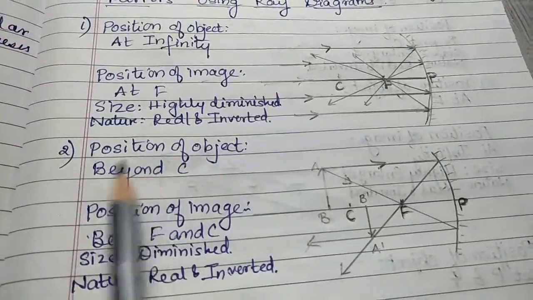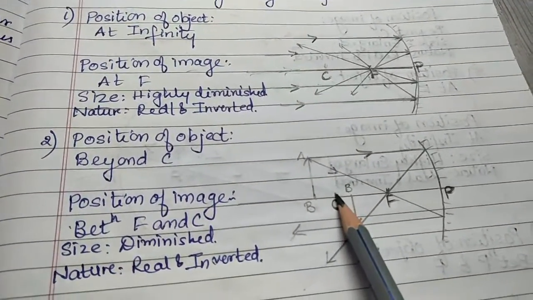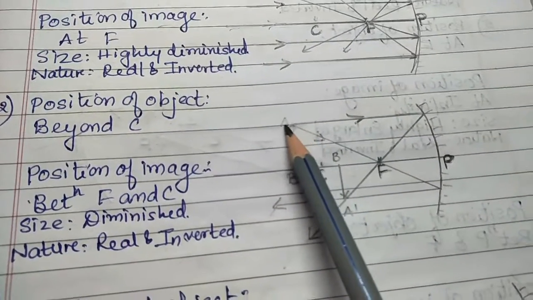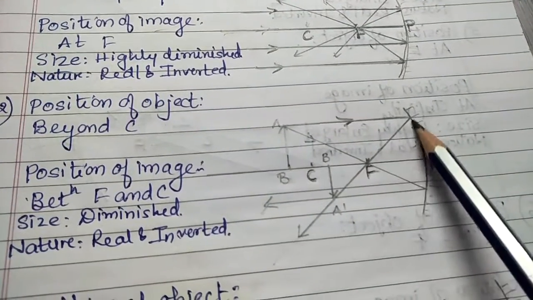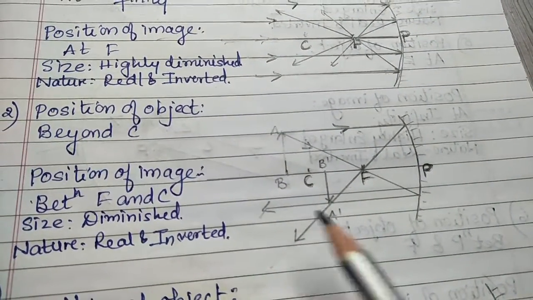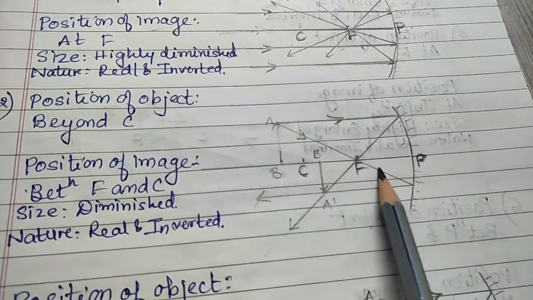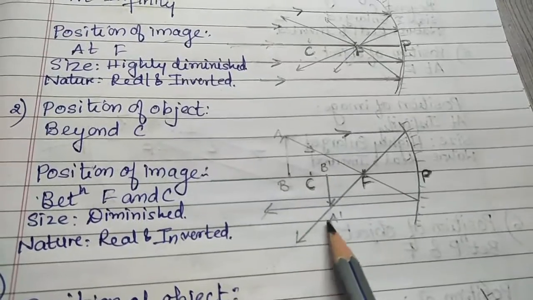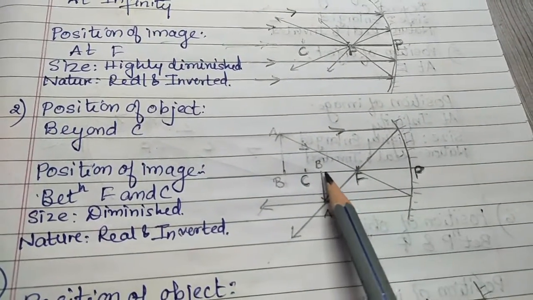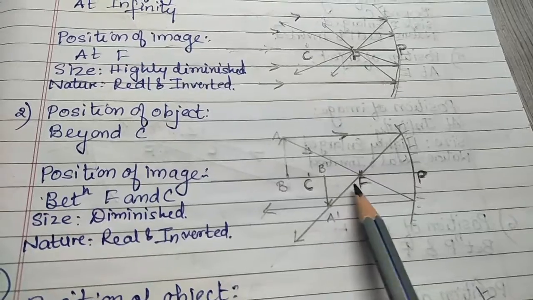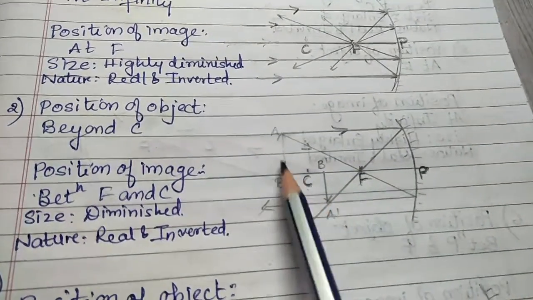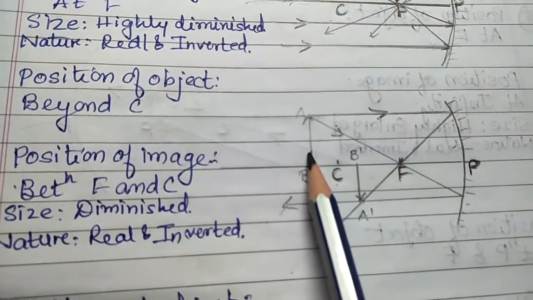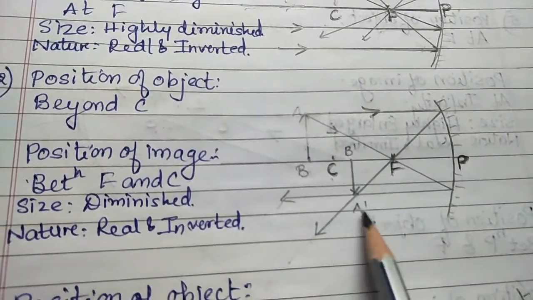So go to the second position. The second position is beyond C. Now you can see here C. Beyond C you can place anywhere this object. Now the first ray coming out is parallel to principal axis. After reflection it is passing through focus. We are using the second ray passing through focus, after reflection parallel to principal axis. So we are using these two rays and you can see the rays are meeting here. So your image is formed here, between F and C, and the size is smaller than the object. It is diminished, and it is real and inverted.